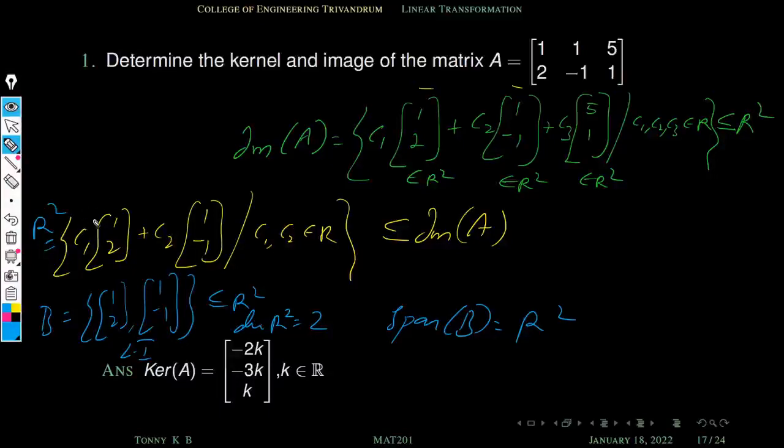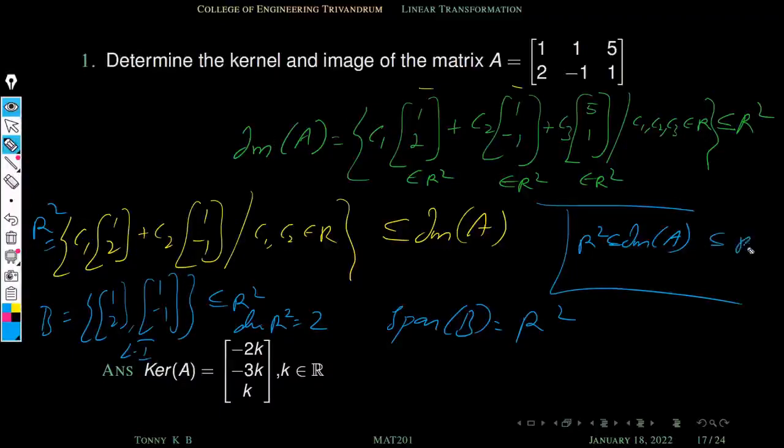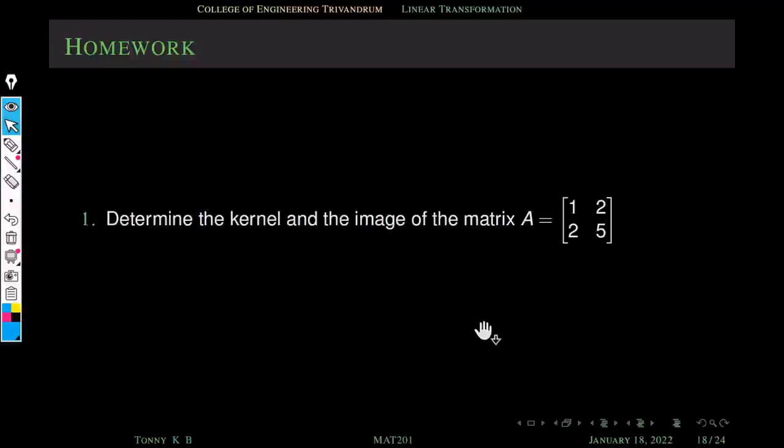So what is the conclusion? R2 is a subset of image of A, and from the earlier expression, image of A is a subset of R2. Image of A equals R2, because R2 subset of image of A subset of R2 means image of A must be equal to R2. So here image of A equals the entire R2. This is your homework. Thank you.